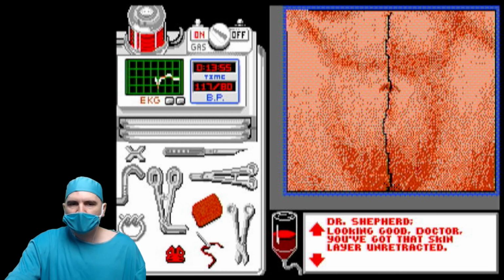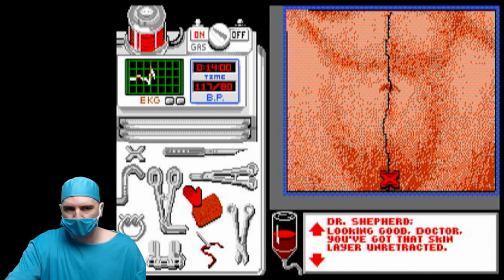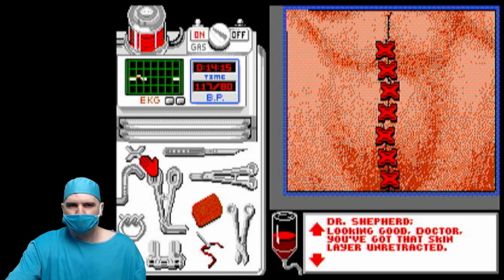Looking good. Right, so now we substitute these for these, skin layer like we did on the first operation. Just keep a little bit of space in between. Right over the belly button. There you go. That's not too bad. I'm fairly happy with that.